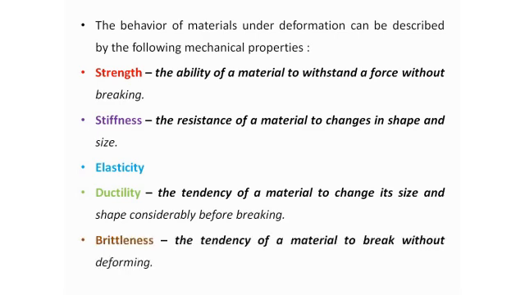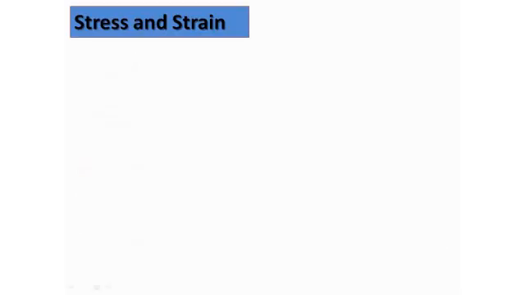And the last one is brittleness. So what is brittleness? It is the tendency of the material to break without deforming. There are some materials which generally break without deforming upon application of an external force. So this is the brittleness characteristic of a solid material.